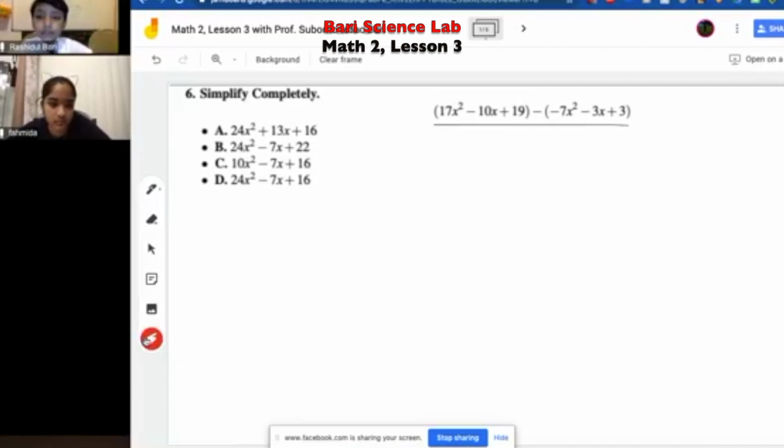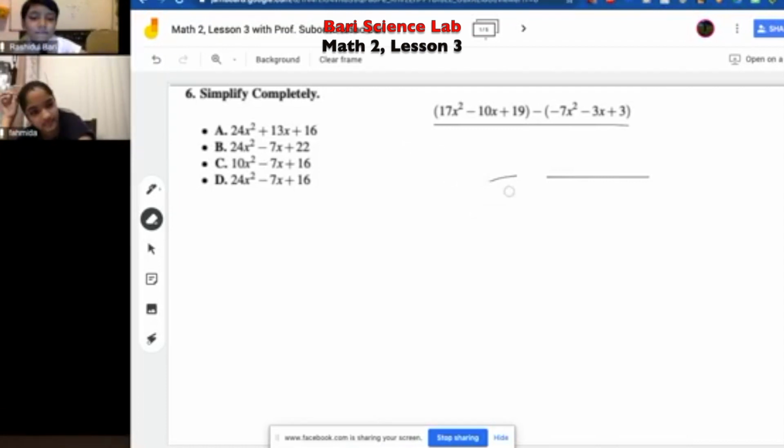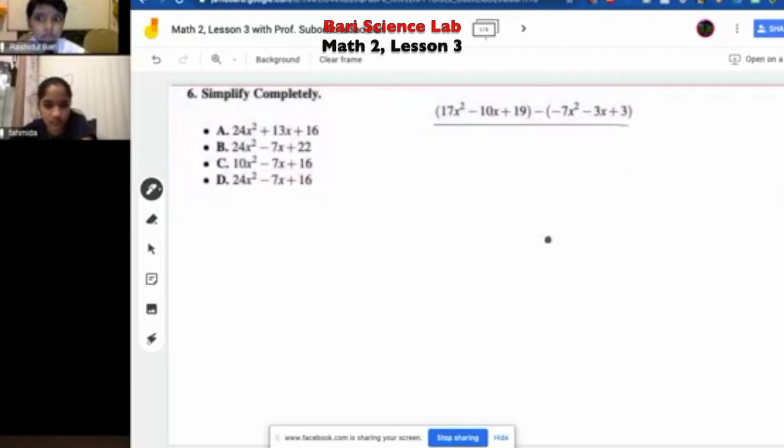So, problem 6, we want to simplify this equation that I'm circling with the laser. So I think you can see it. Tell me what we need to do first to solve this. Distribute the negative. Which side should you distribute the negative, the left side or the right side? Right. Okay, good. So you distribute it to the right side. What would that give you?